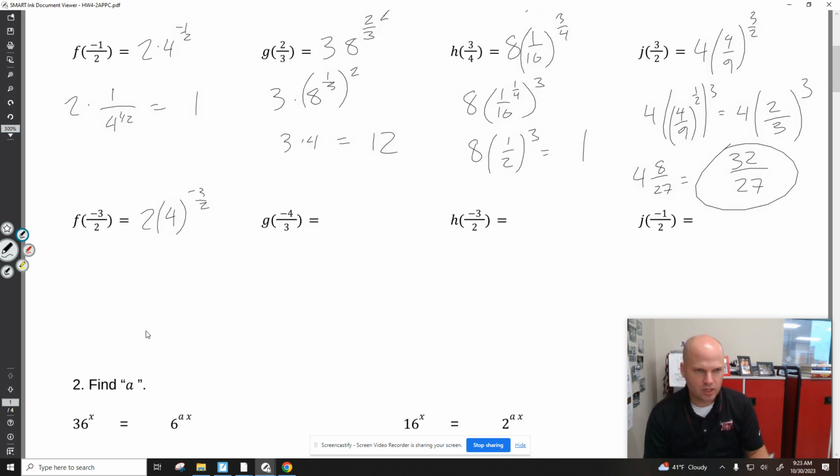Probably the first thing I'm going to do, a negative power is like dividing. So we get the reciprocal to the positive 3/2 power. And then I'm going to, again, split this into a power to a power. I'm taking 1/4 to the 1/2 power, then cubed. So I get 2 times a half cubed. A half cubed is an 1/8.